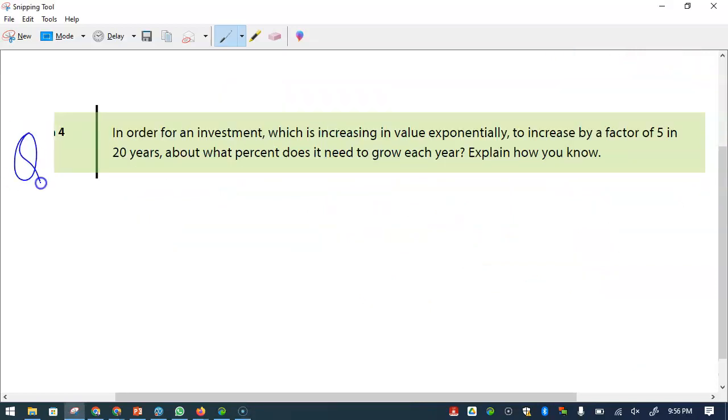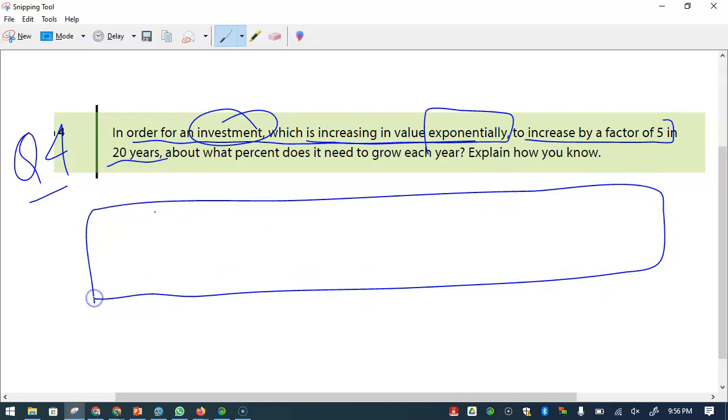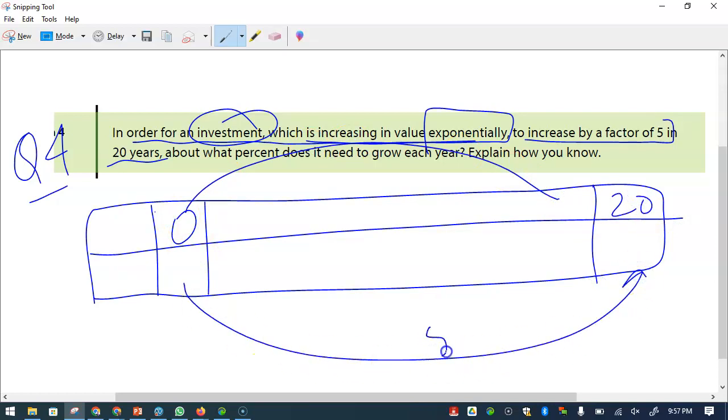Question number 4 is, in order for this investment, which is increasing in value exponentially, to increase by a factor of 5 in 20 years. That means in the beginning, from 0 to 20 years, the factor that multiplies is 5. So let's put it like f of x equals a times b raised to x. That's the exponential function that helps us.